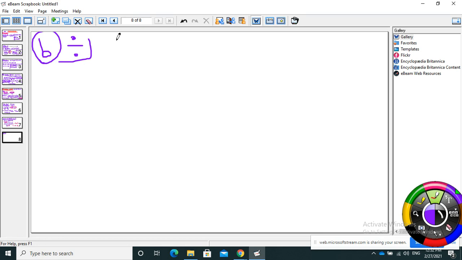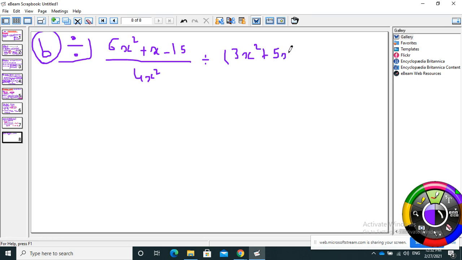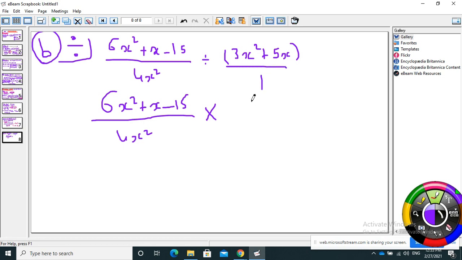I will do it. So as we are doing revision for the multiply command, I have 6x squared plus x minus 15 over 4x squared, divided by 3x squared plus 5x. First step here, I change the divide to multiply by the inverse. So it becomes 6x squared plus x minus 15 over 4x squared times the inverse. Here it's over 1, that is, times 1 over 3x squared plus 5x. Again, I go back to my multiplication.